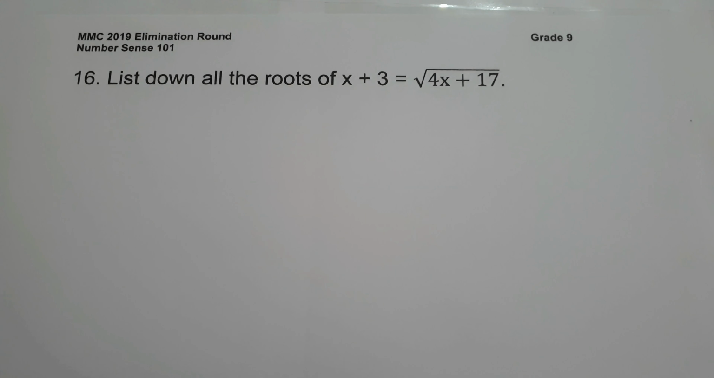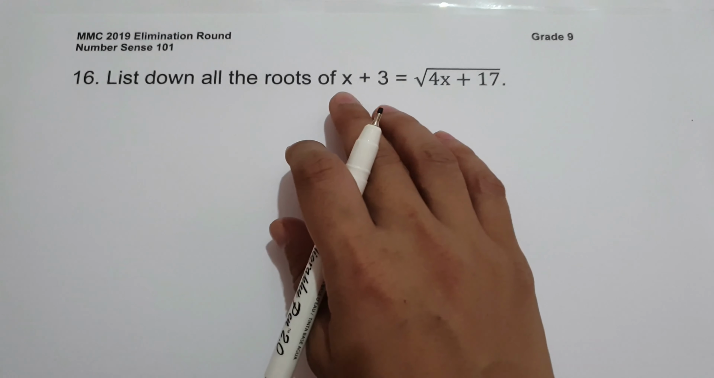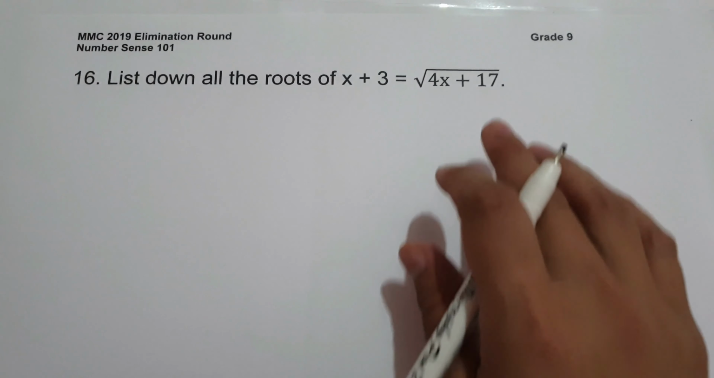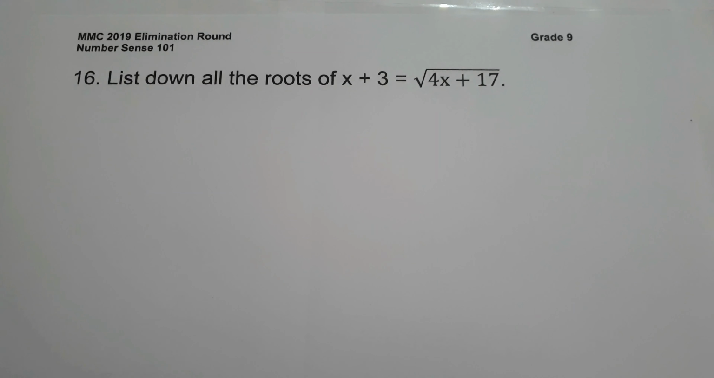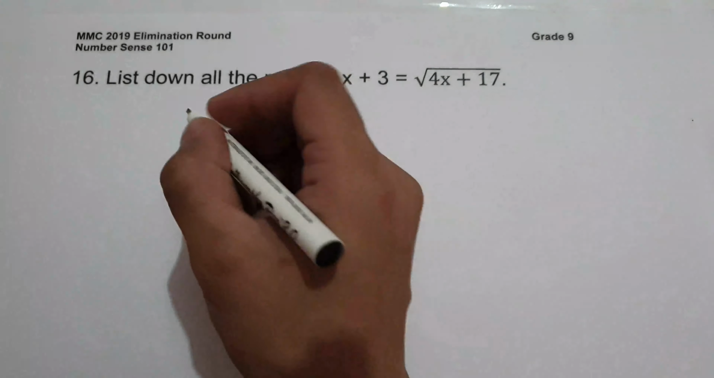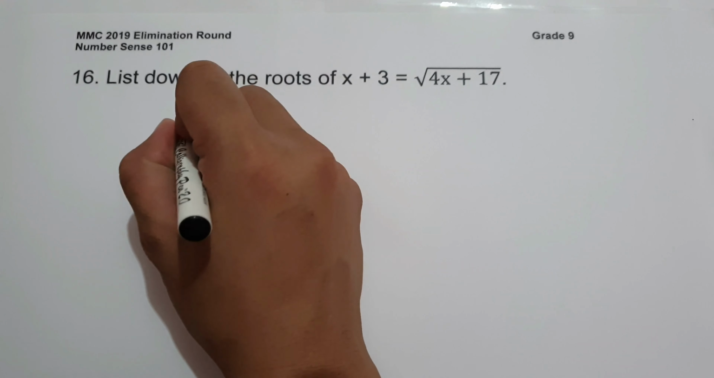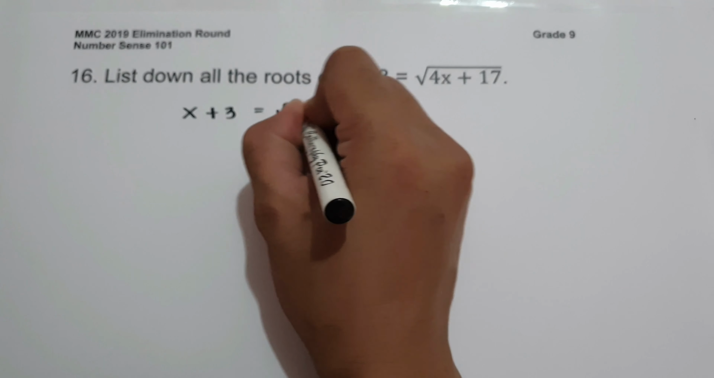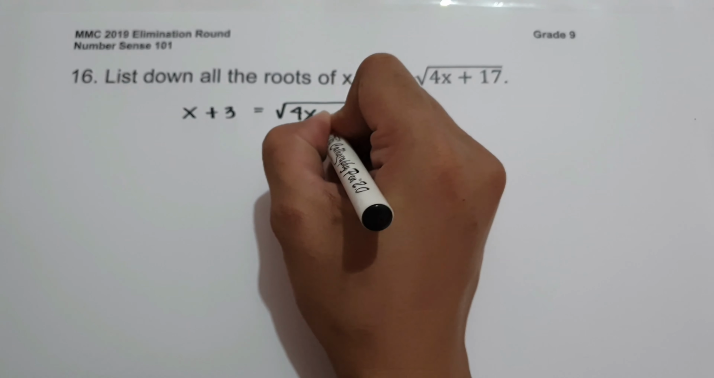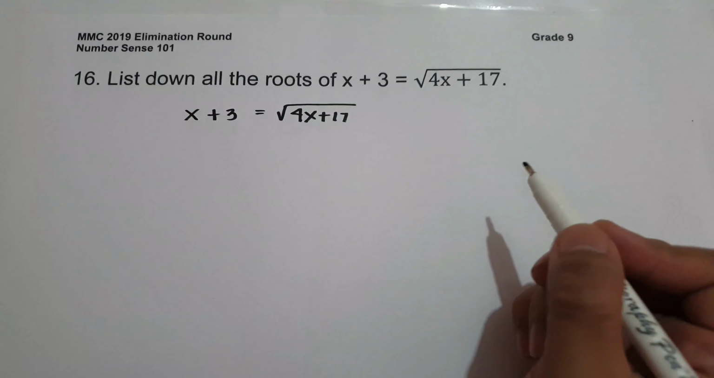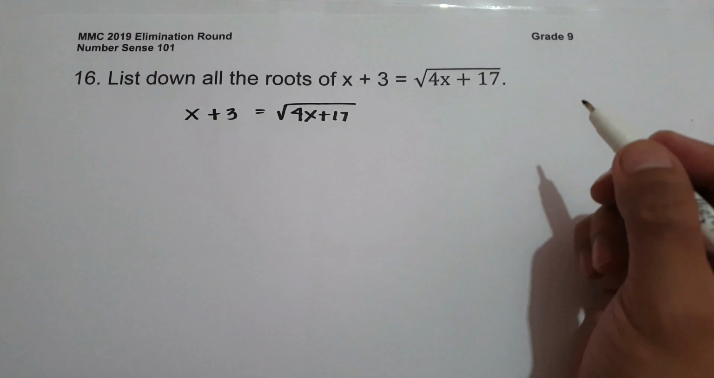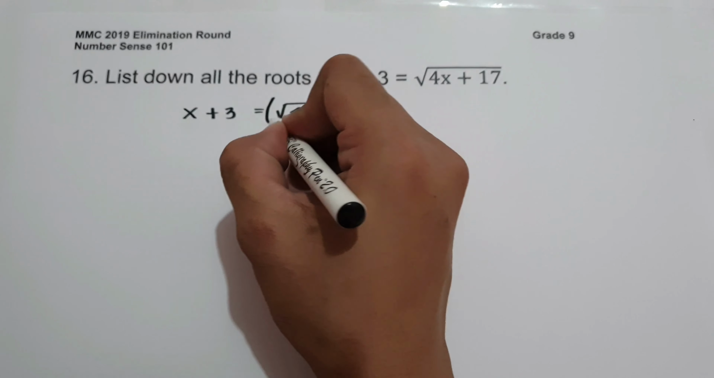On number 16, list down all the roots of x plus 3 equals square root of 4x plus 17. So to list down all the roots of the given equation, let us have x plus 3 equals square root of 4x plus 17. The first thing that we're going to do is to eliminate the radical sign. In order for us to do that, let us square both sides of the equation.